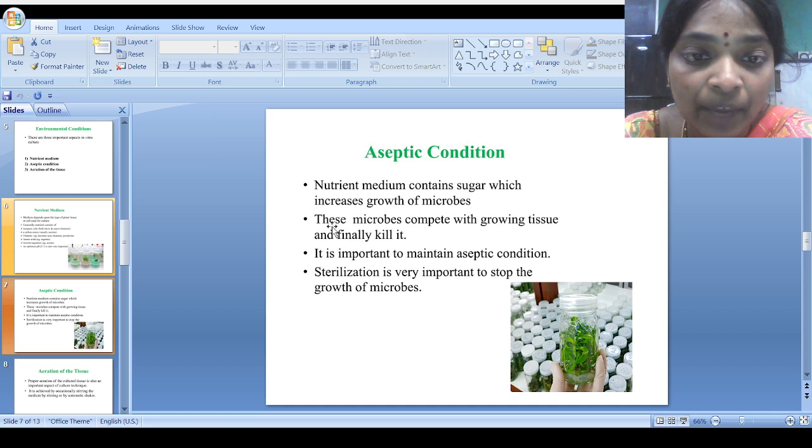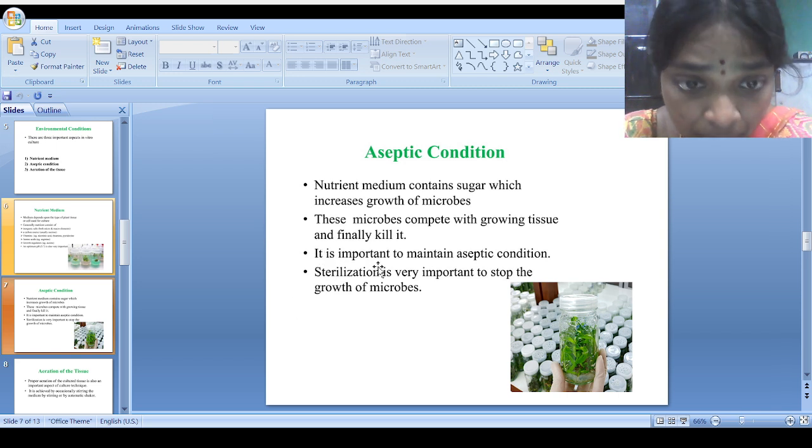Within no time, we have to discard that one. If we find any kind of bacterial or fungal infection in your tissue cultures, then discard that particular material. Only then will we have the chance of having healthy plants. If not, this plant affects the other one.